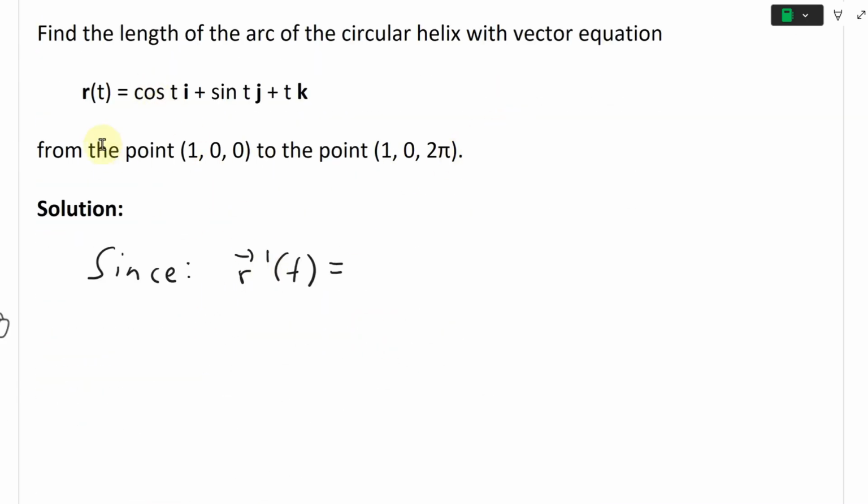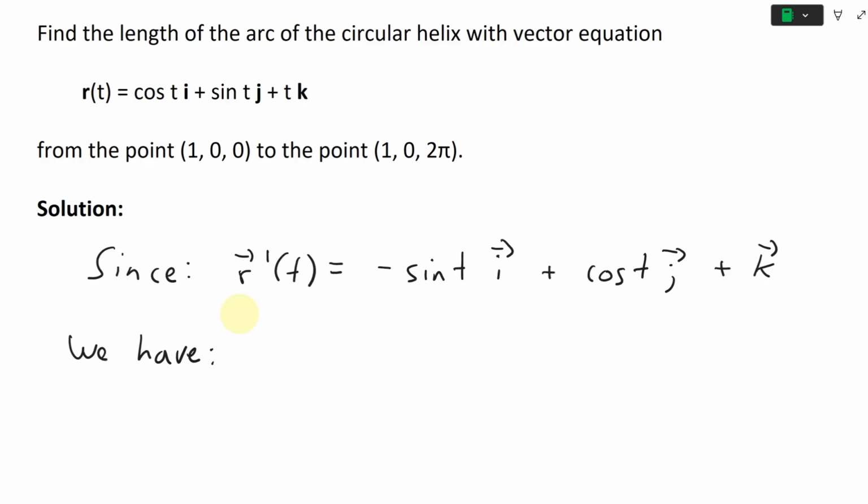Anyways, the derivative of cosine t, recall that, is just going to be negative sine t i, and then the derivative of sine t is just going to be cosine t j, and the derivative of t is just 1 with respect to t. So just put k vector like that.